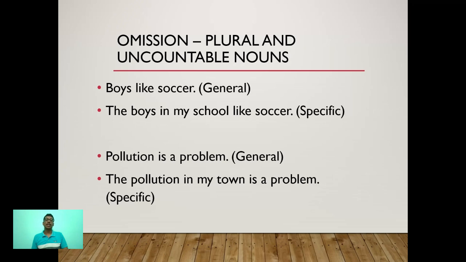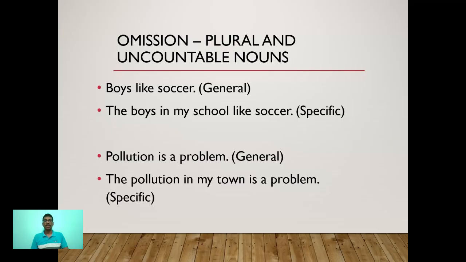Boys like soccer. We don't know the boys. We do not know the count of the boys, so we should not use articles there. Here, boys like soccer is very general. We do not know the number of boys. We cannot count them. But see the second example: the boys in my school like soccer. Here we can be very sure that in the school we have a number of students which could be counted. So we use the article in front of the noun.